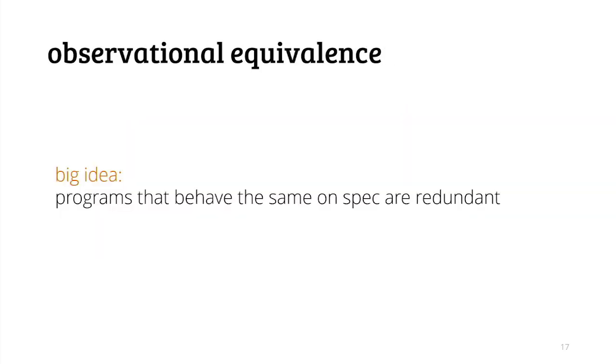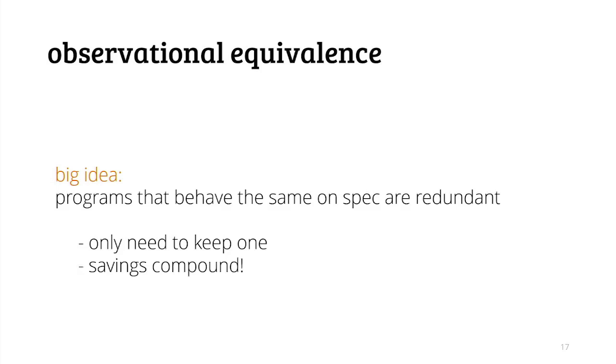Okay, so here's the summary of the first big idea. Observational equivalence: the idea is that programs that behave the same on the spec are redundant, and we don't have to keep track of them. So we only need to keep track of one of them, and it makes a big difference because the savings compound at higher sizes. Okay, any questions about this?